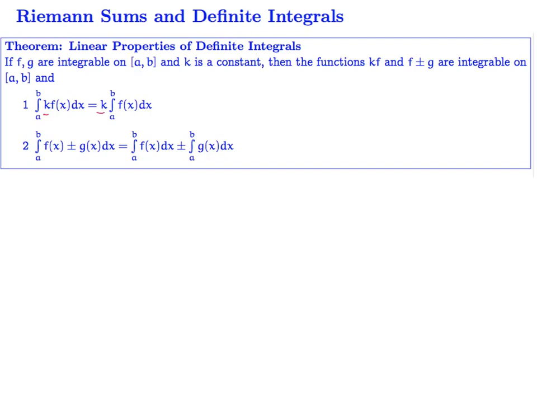The other one says that if you have plus or minus inside an integral, that becomes plus or minus of two separate integrals. Now, we've seen these a lot. We saw them with limits. We saw that the limit, as x approaches c, of k times f of x is simply k times the limit as x approaches c of f of x.